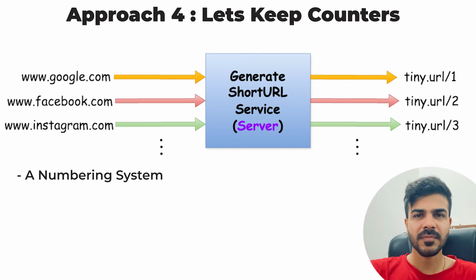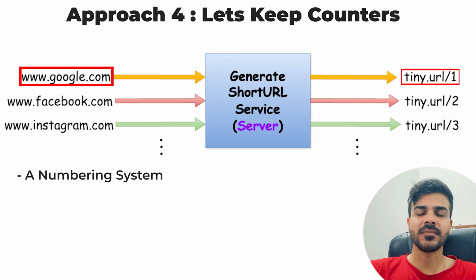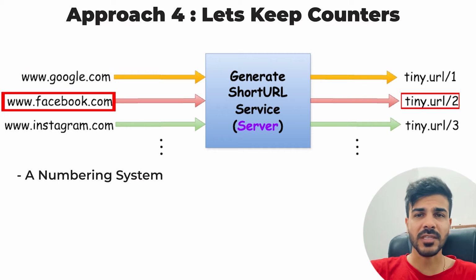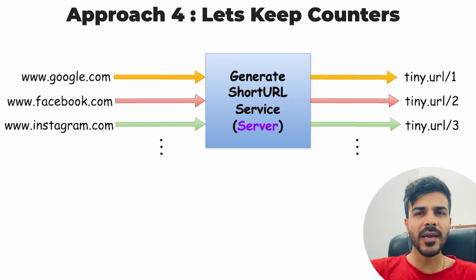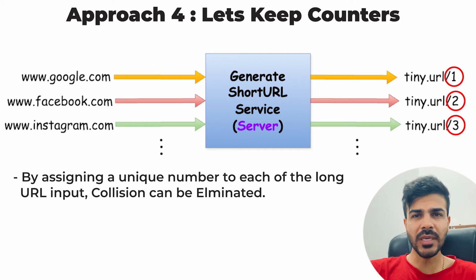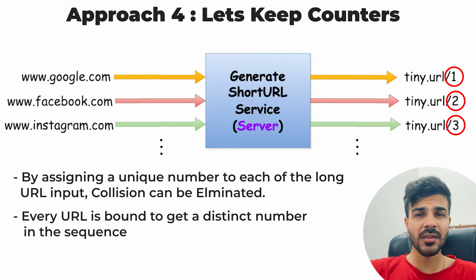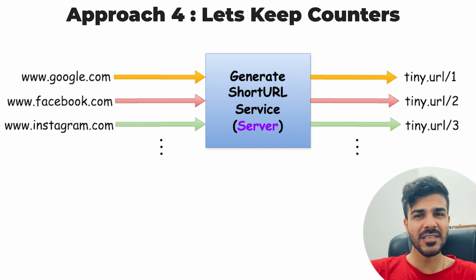For example, google.com. Let's generate tiny.url/1. Effectively, we are giving the number 1 to Google. Facebook.com, let's generate 2. Instagram.com, let's generate tiny.url/3, and so on. Now, by assigning a unique number to each long URL input, we can definitely guarantee that there would be no collisions, because every URL is bound to get a distinct number in the sequence. It's simple and effective. However, there's a catch.